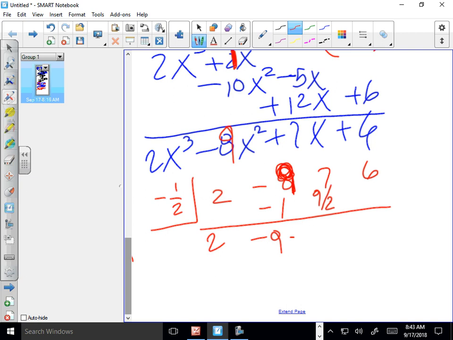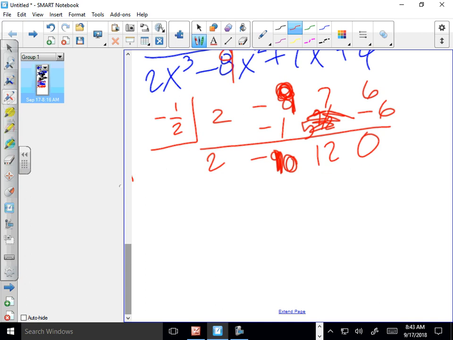So -1 minus 9 is -10. And now when I multiply, I get 5. That's much better. And now we have a 12, and we get -6, and we get 0. So accordingly, this polynomial is 1 degree less than the third degree polynomial we started with. See, we had 2x to the third to start. We divided by 2x plus 1, so now we're down at 2x squared minus 10x plus 12.